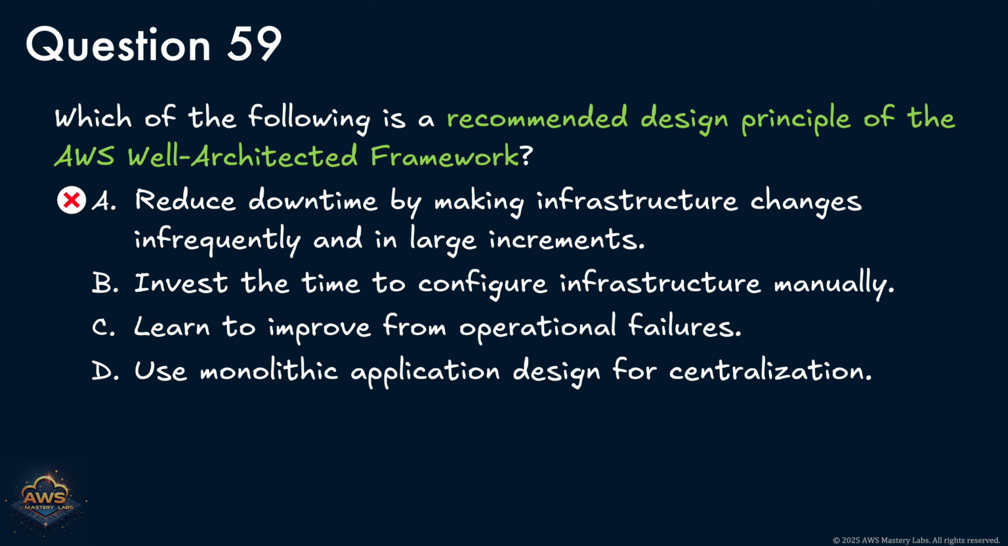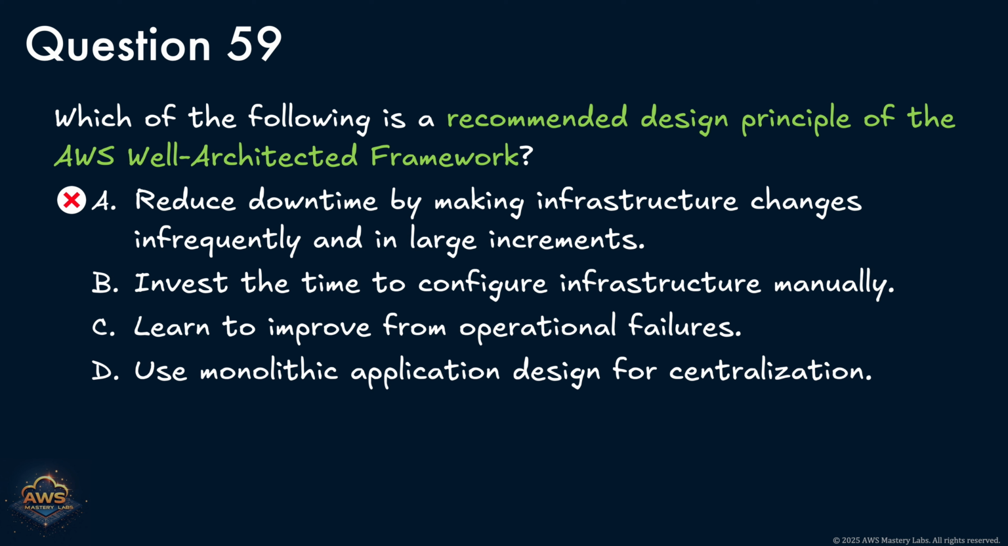Option A. Reduce downtime by making infrastructure changes infrequently and in large increments. This contradicts a core AWS design principle. AWS encourages making frequent, small, and reversible changes to reduce the blast radius and improve agility. Large, infrequent changes are harder to test, roll back, and control. Incorrect, because making large, infrequent changes increases risk and is not aligned with AWS best practices.